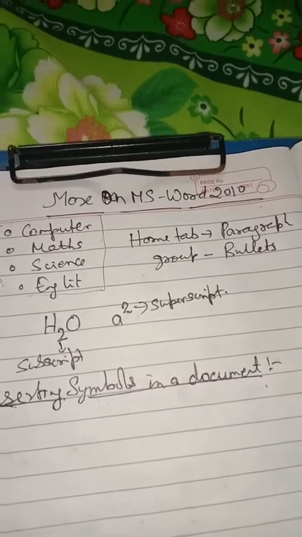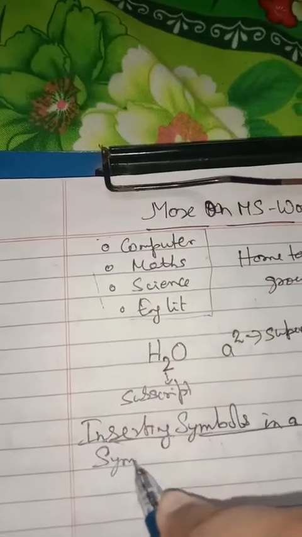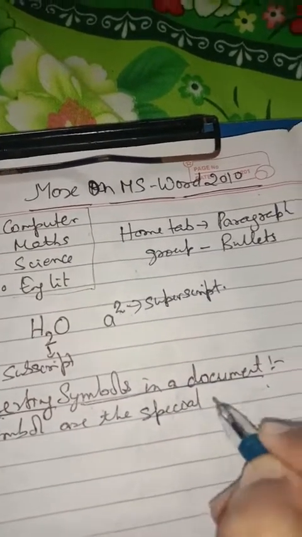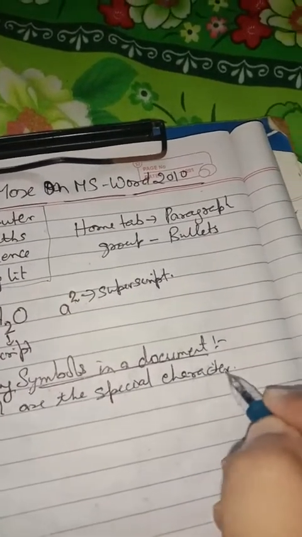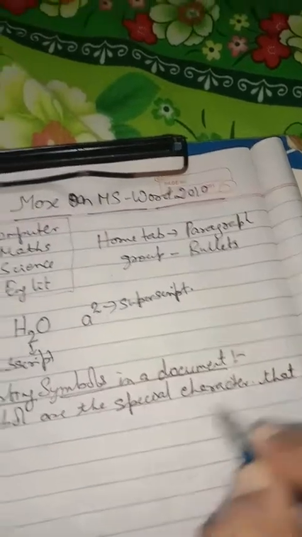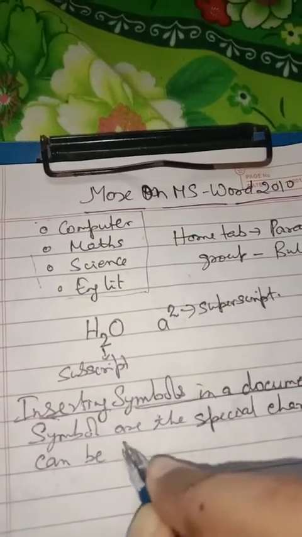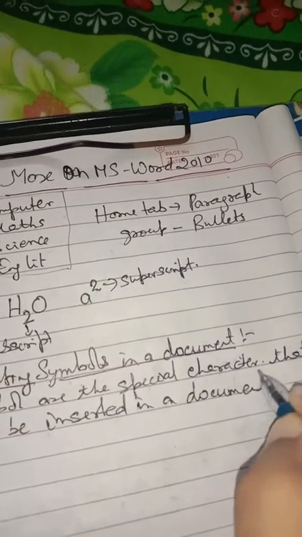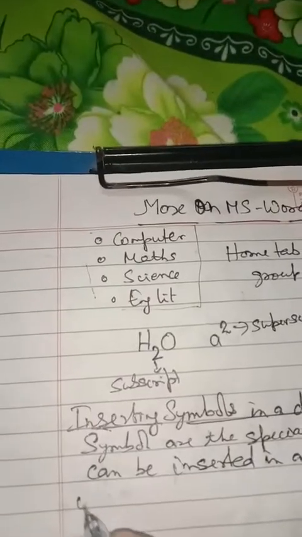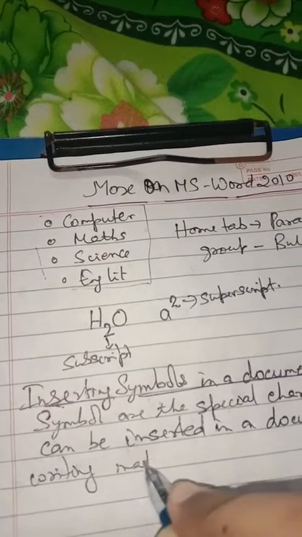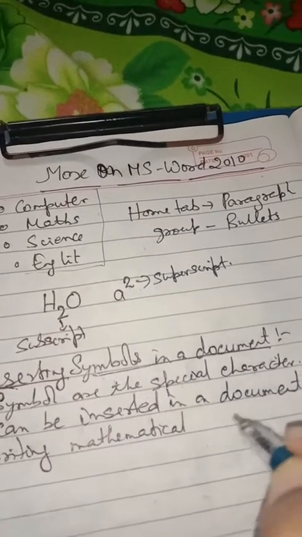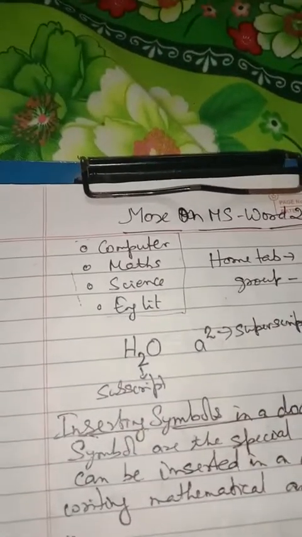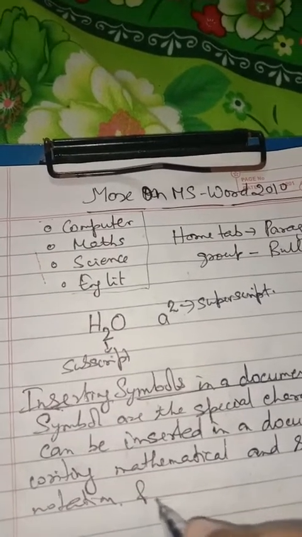So what are symbols? Symbols are the special characters that can be inserted in a document for writing mathematical and scientific notations and special symbols.